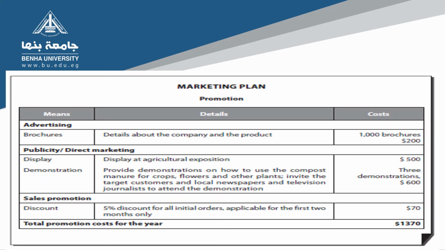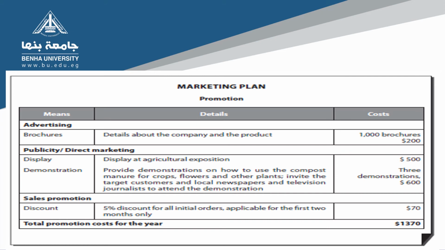Mary and John make the table you see to show the promotion means they will use. The table consists of 3 columns. The first column represents the means itself. The second column represents details about the means. The third column represents the costs of using the means.